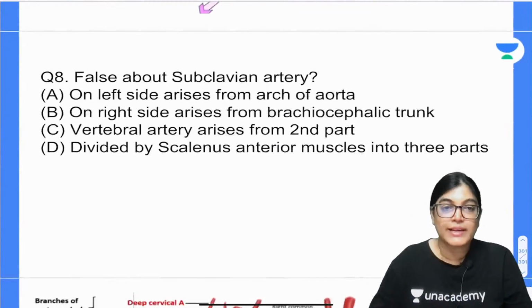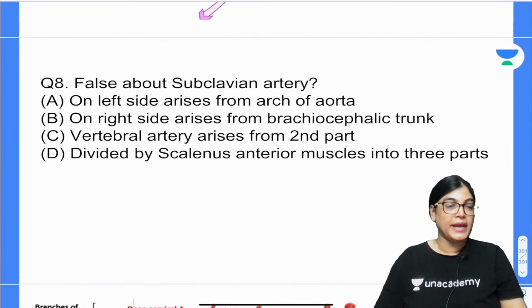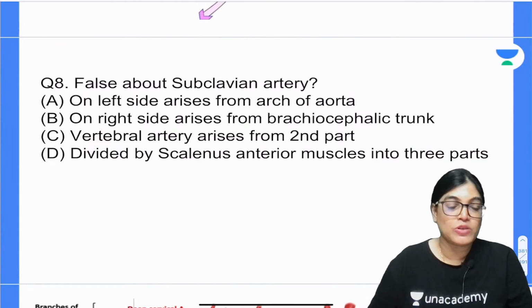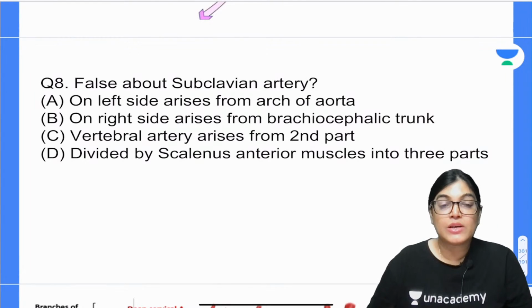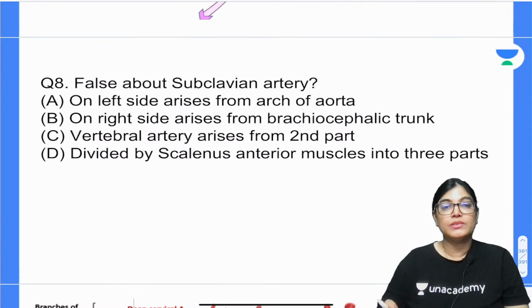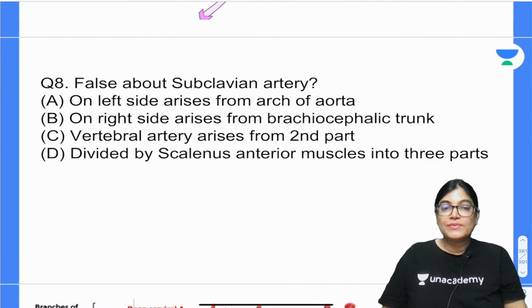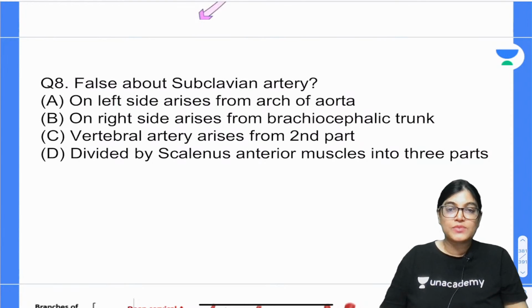So let's move on to the next, that is: which of the following is a false statement about the subclavian artery? On left side, the subclavian artery arises from arch of aorta. On right side, it arises from brachiocephalic trunk. Vertebral artery arises from the second part, divided by scalenus anterior muscle into 3 parts. Question number 8, mark the correct answer.